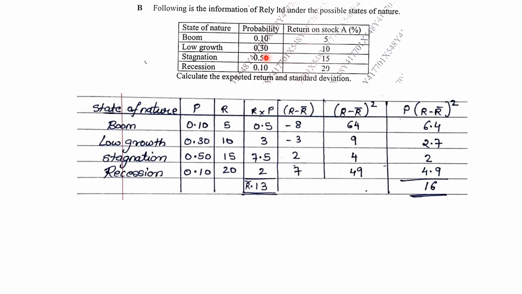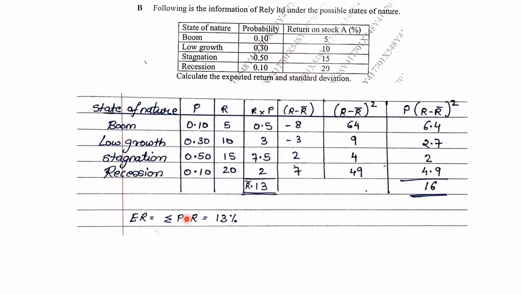So that will be 64 into 0.1, 9 into 0.3, 4 into 0.5 and 49 into 0.1. The total comes to 6.4, 2.7, 2 and 4.9. Total comes to 16. These are the two important values which we require. First thing, expected return is this total of P into R, that was 13. The 13% is the expected return.